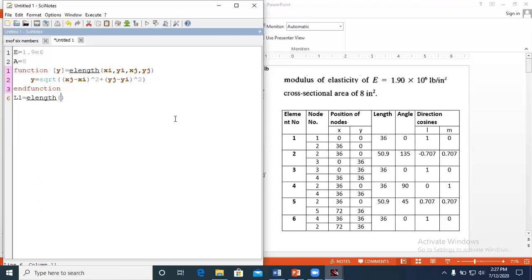Next you transfer the coordinates of node number 1 and node number 2 as arguments, that is, coordinates of node number 1 are transferred to xi and yi, and coordinates of node number 2 are transferred to xj and yj. Now here 0 comma 0, these are the coordinates of node number 1, and 36 comma 0, these are the coordinates of node number 2. Same thing I will repeat for all elements.